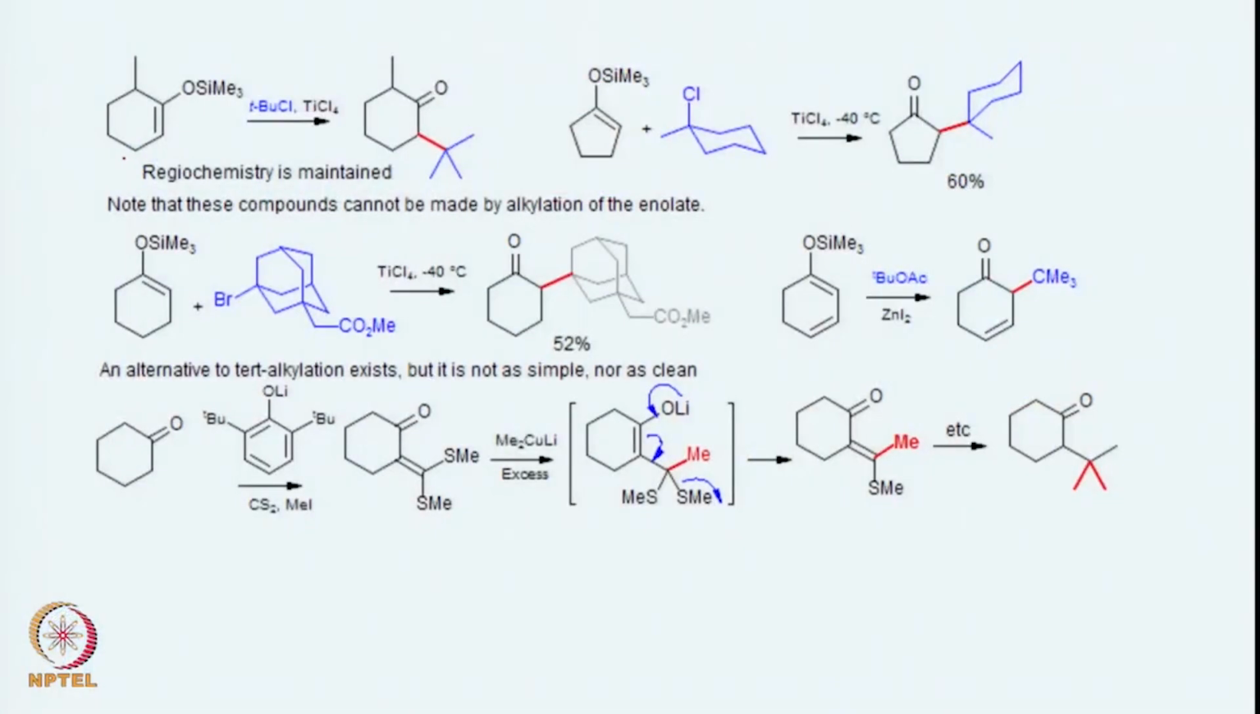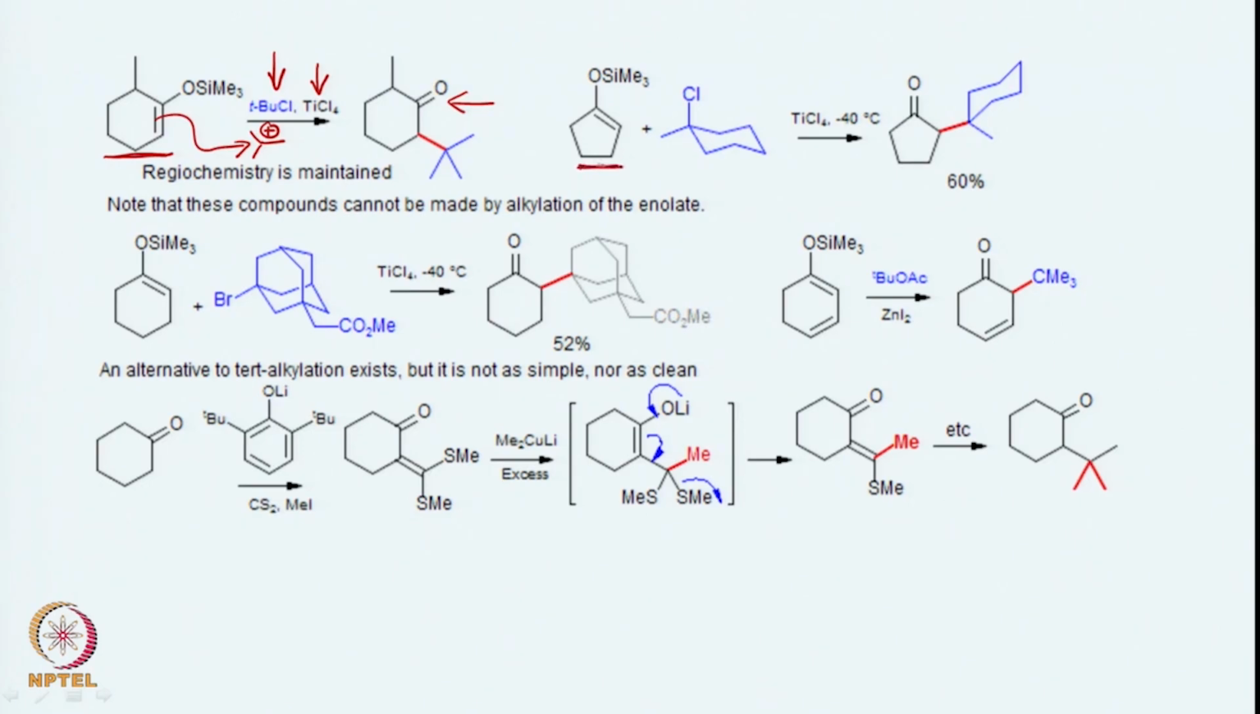For example, if we take an enol silyl ether of this type, which we can make by kinetic deprotonation, and react with tertiary butyl chloride, for example, in the presence of titanium tetrachloride, then of course, as you can see, we generate basically a tertiary cation, and then the tertiary cation reacts with this enol silyl ether to form this ketone. Such a reaction is not possible with, say, enamines very easily, or even enolates very easily.